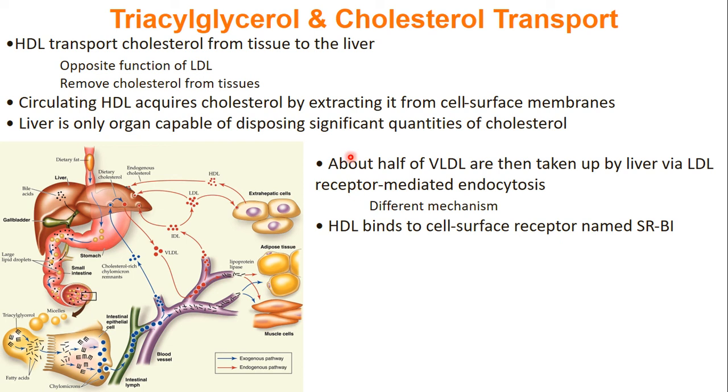So, yeah, this looks like a repeat. Half of VLDL are taken up by the liver via LDL receptor-mediated endocytosis. We already talked about that in the previous slide. HDL will bind to a cell receptor, and that cell receptor is named SR-B1. So that's how HDL is getting into the liver.